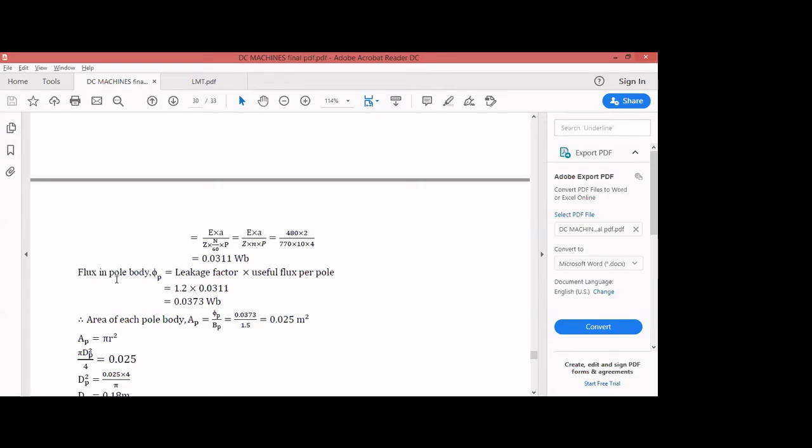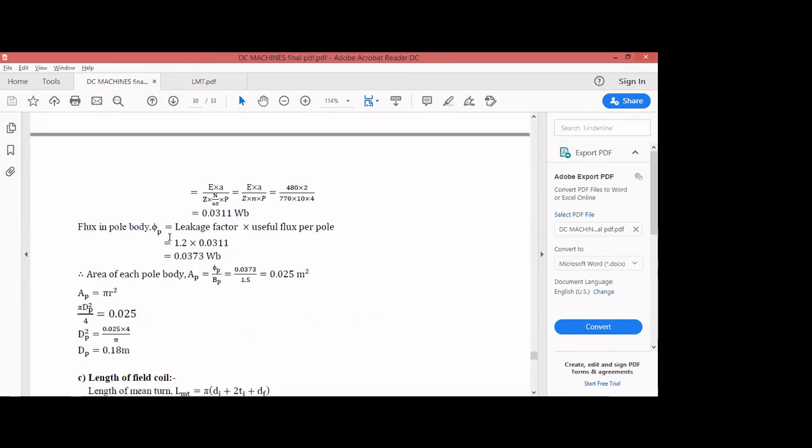Once you have the useful flux per pole, I can calculate the flux in the pole body ΦP. ΦP is equal to 1.2 into 0.0311, so you get 0.0373 Weber. Once you know ΦP, I can calculate the area of each pole body. Each pole body AP is equal to ΦP by BP, 0.0373 divided by 1.5, which is 0.025 meters square.